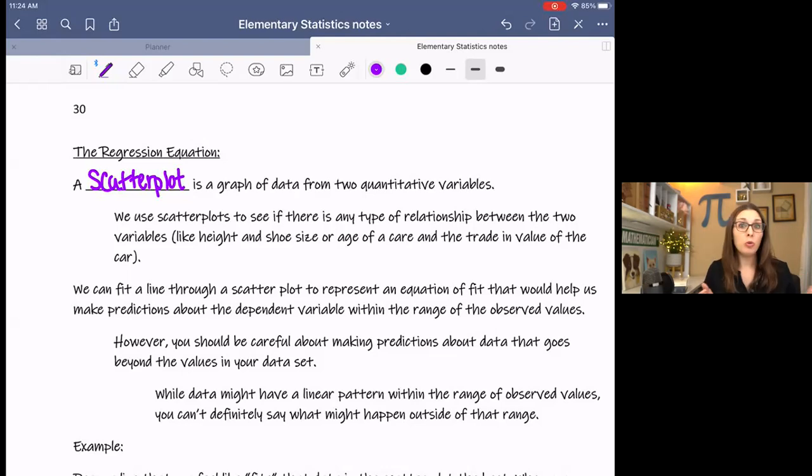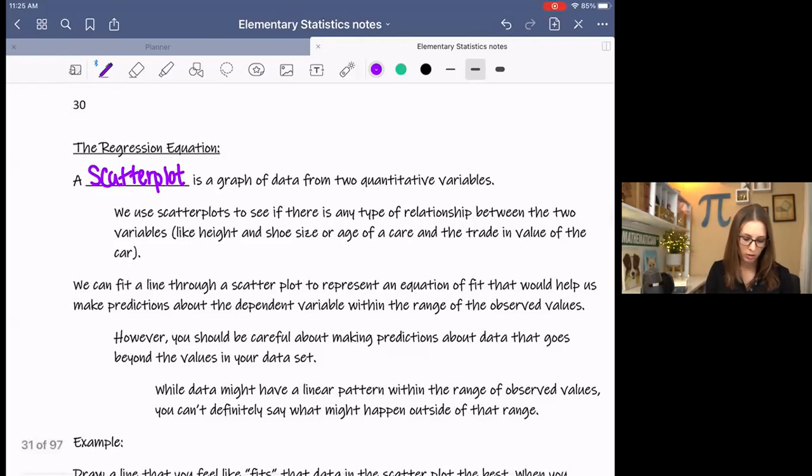They may have no relationship. It just depends on your scatter plot. It may be a linear relationship. It may be a nonlinear relationship. So you just kind of have to do a scatter plot to then determine whether a linear regression equation makes sense for that specific data set.